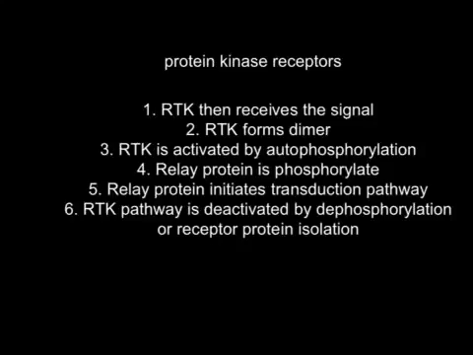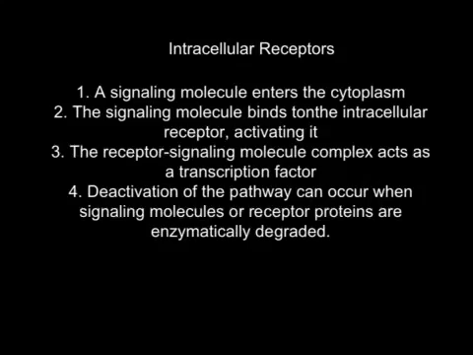Protein kinase receptors. RTK then receives a signal. RTK forms dimer. RTK is activated by autophosphorylation. Then relay protein is phosphorylated. Relay protein initiates transduction pathway. Then the RTK pathway is deactivated by dephosphorylation or receptor protein isolation.